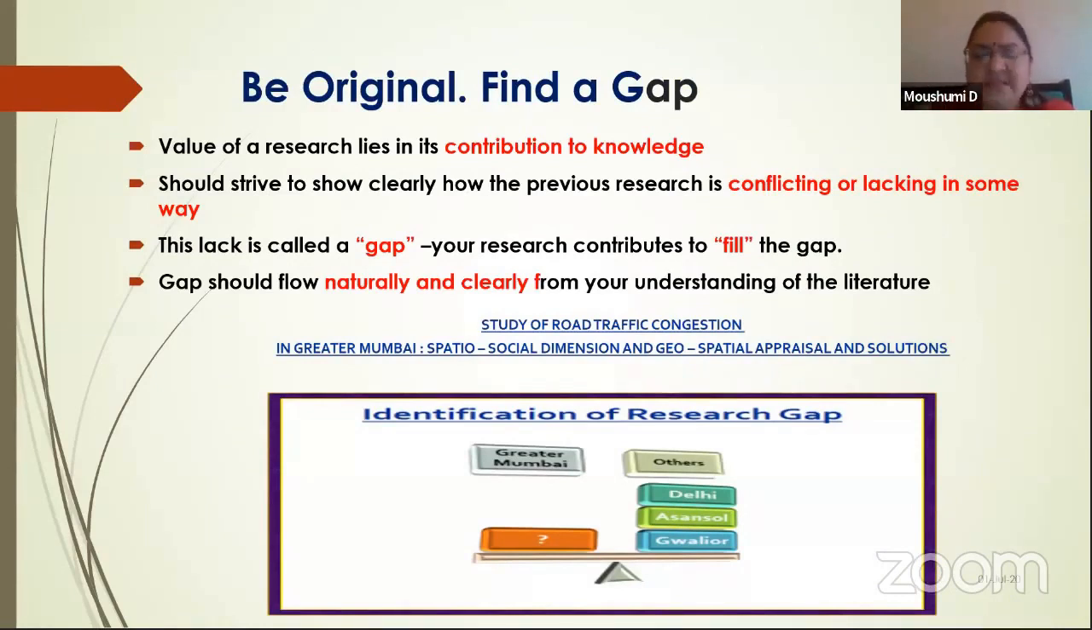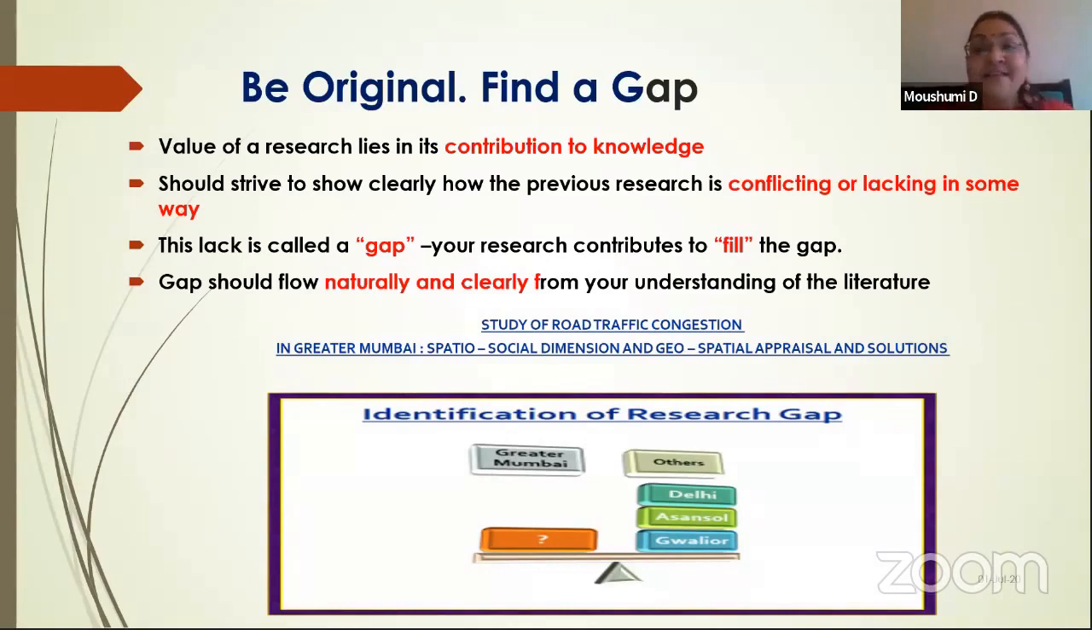For example, a small example. Maybe Mr. A is studying the traffic problem in Mumbai. When he goes through the literature review, he finds out that there are many researches available about traffic problems in Delhi, in Asansol, in Gwalior. But what about Mumbai? About Mumbai, it is not available.